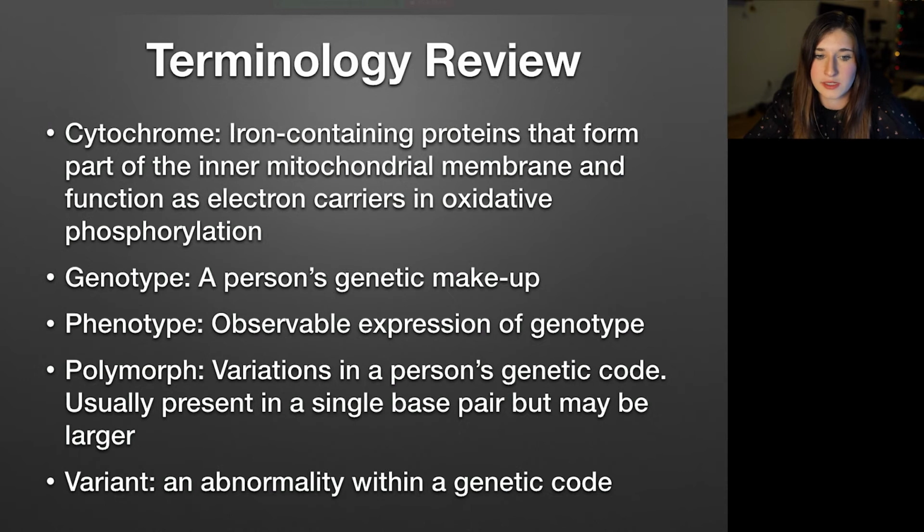A genotype is a person's genetic makeup. A phenotype is their observable expression of the genotype. A polymorphism is a variation in a person's genetic code that's different from what we would assume as the wild type or the standard code. Usually it's presented as a single base pair, but it can be larger. And then a variant is just an abnormality within the genetic code.